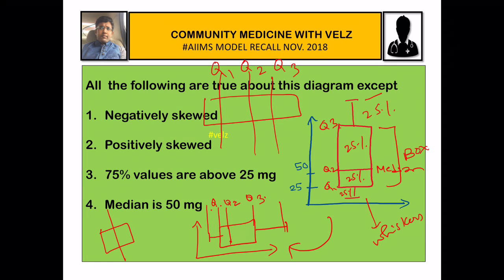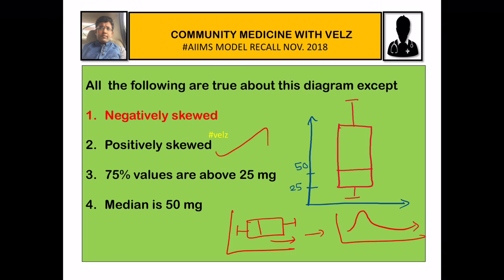Then we come here. 75% of the values are above 25 mg. So here this is the 25 mg. So each will have 25%, so that is also right. So 75% of the values are above 25 mg and the median here, the center line, is 50 mg. So the answer is it is negatively skewed.